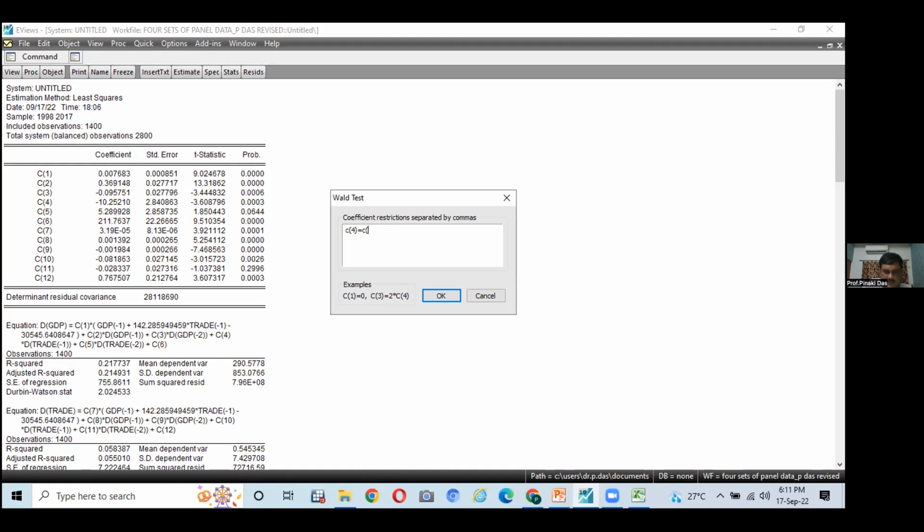Sorry, C5 is also equal to 0. That is, under the null hypothesis, there is no effect of these two variables, trait minus 1 and trait minus 2. But if the null hypothesis is rejected, then we can say that there is some joint effect of these two coefficients. Therefore, we specify here the null hypothesis.